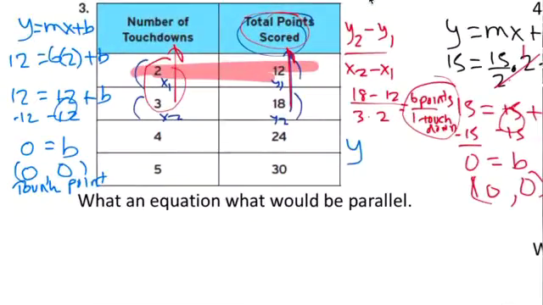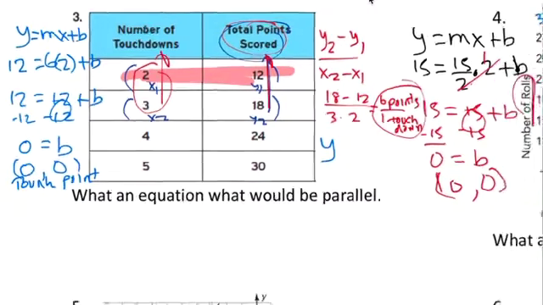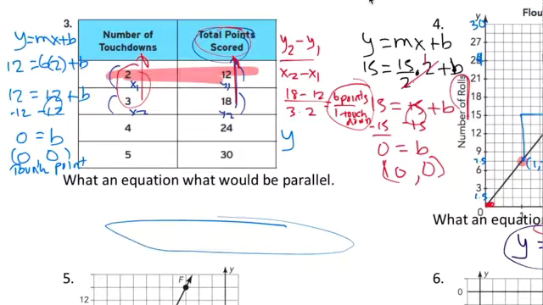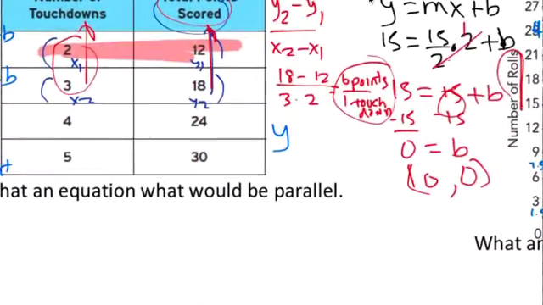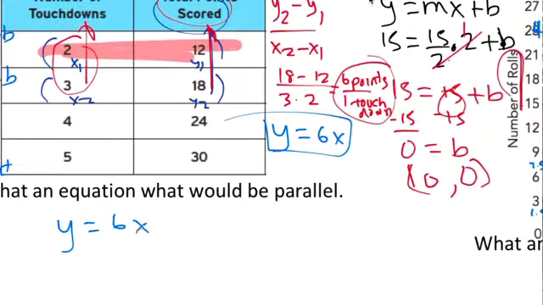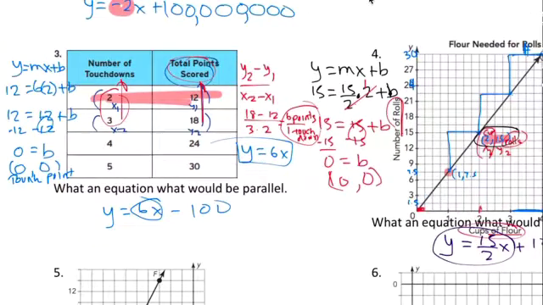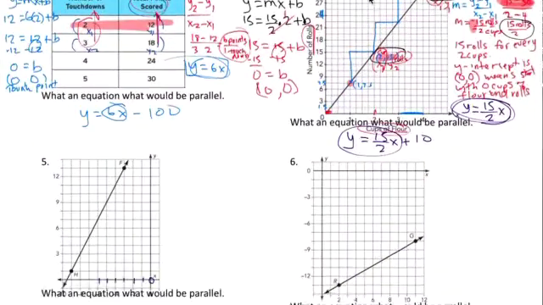Okay, write it in a sentence on a test though. Don't leave your answer like that. You can write it right here. The equation of a line is y equals 6x, and that's it. And parallel lines, y equals 6x minus 100. Doesn't matter as long as the slope's the same, right? Okay.